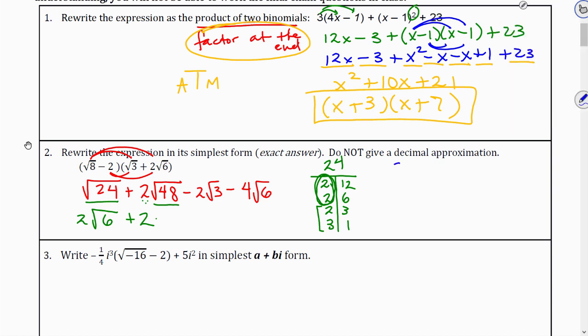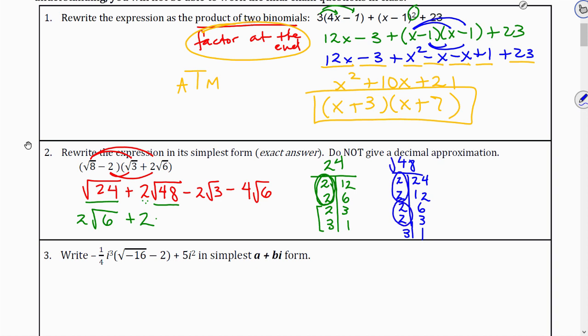48. The lowest prime that divides 48 is 2, and 48 divided by 2 is 24. 24 divided by 2 is 12. 12 divided by 2 is 6. 6 divided by 2 is 3. And then the lowest prime that divides 3 is 3 itself. And then I have a pair of 2's and then another pair of 2's.